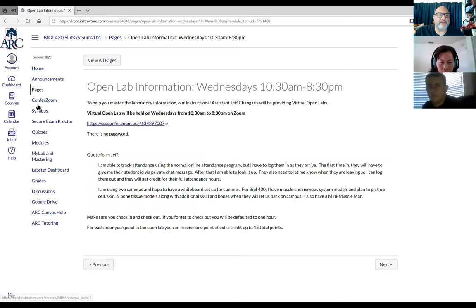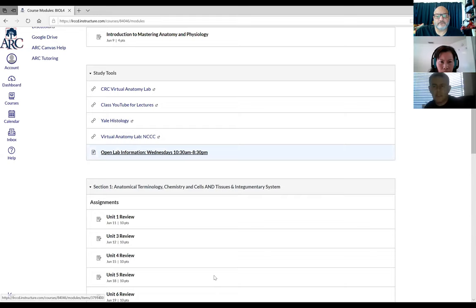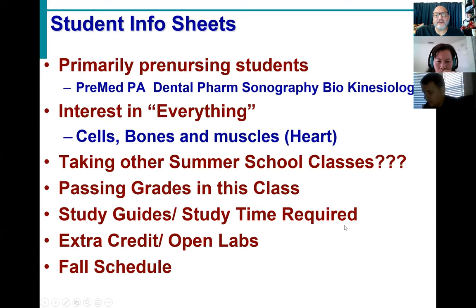And notice it's a page as well, as well as the module, so you can get to it from the pages when you view all the pages. There's the open lab page, and then you can also get there through the modules as well. And you said the maximum is 15 points, 15 hours, yes, correct? But like I said, don't just go for 15 hours and stop. Getting 15 points from doing the open lab is useful.